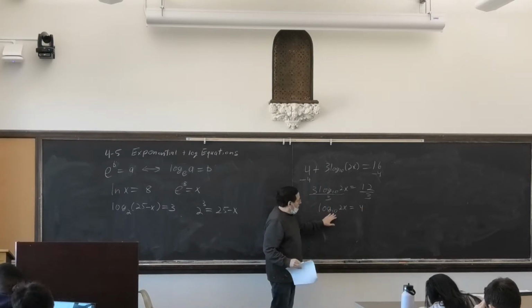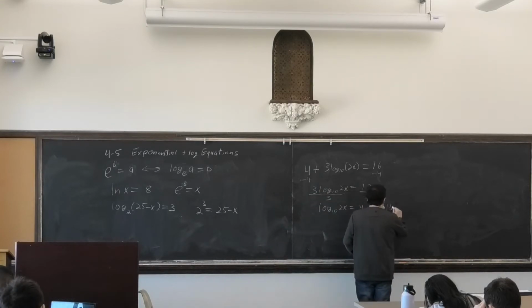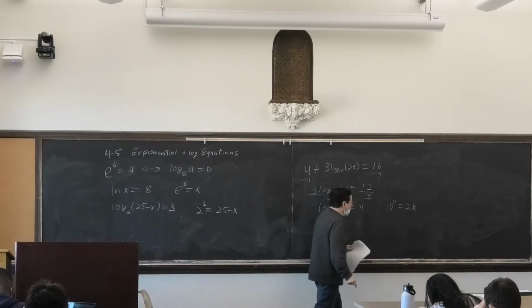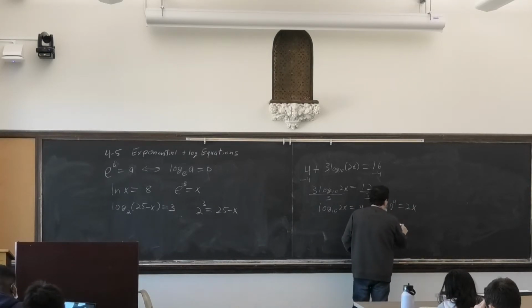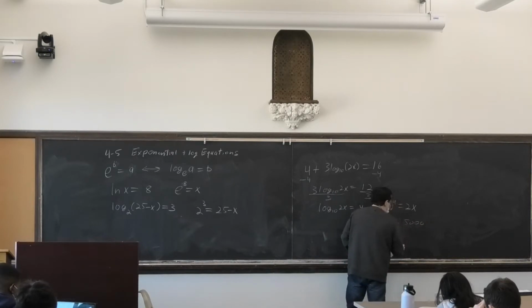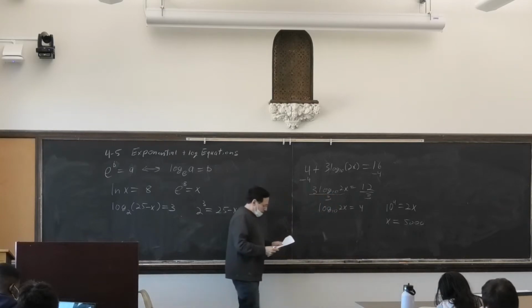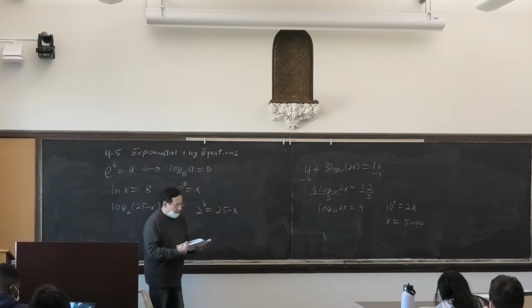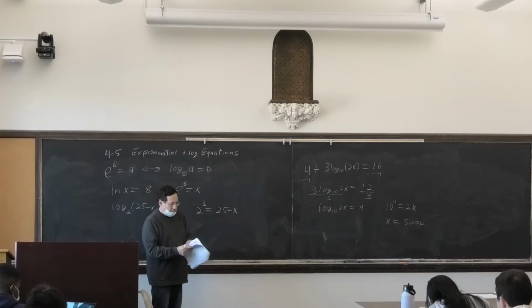Okay, so again, we can write this in the other form. That would be 10 to the 4th equals 2x. X equals, this is 10,000, so it's 5,000. Now that's going to take care of most situations you're going to see in a math class.